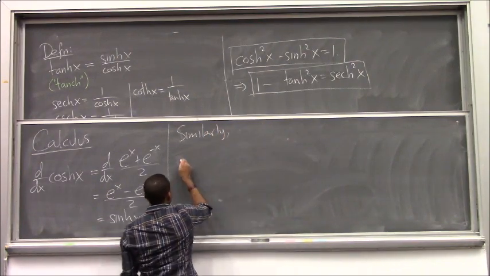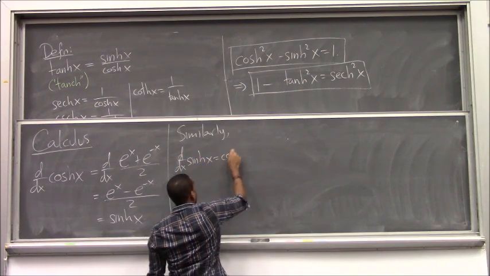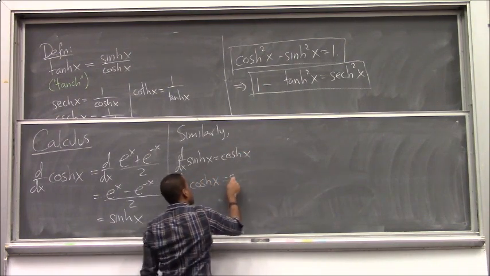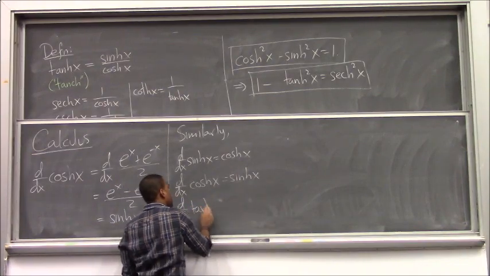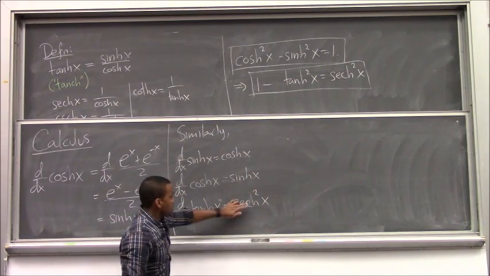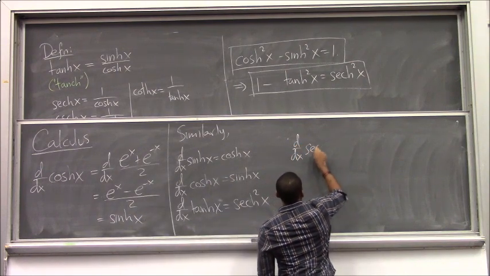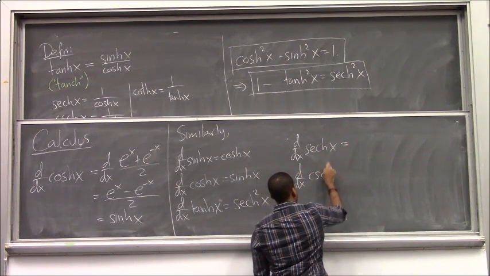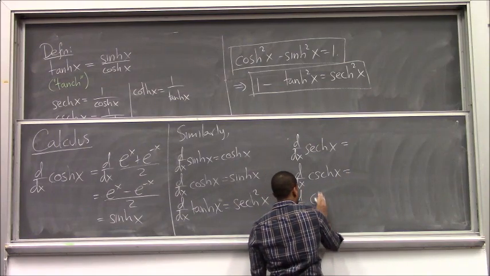Similarly, we can get a bunch of these rules. The derivative of sinh is cosh. The derivative of cosh is sinh, as I showed you here. The derivative of tanh is the hyperbolic secant squared. The derivative of hyperbolic secant is minus hyperbolic secant times hyperbolic tangent. The derivative of hyperbolic cosecant, the derivative of hyperbolic cotangent.